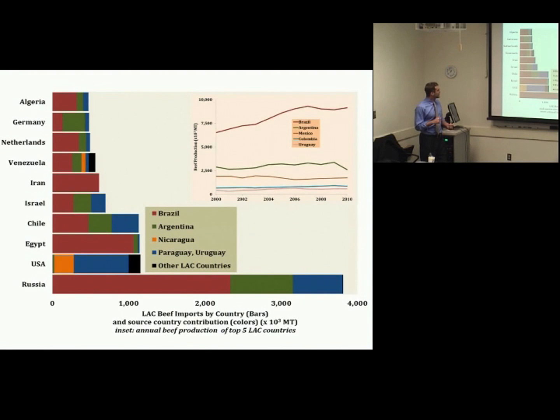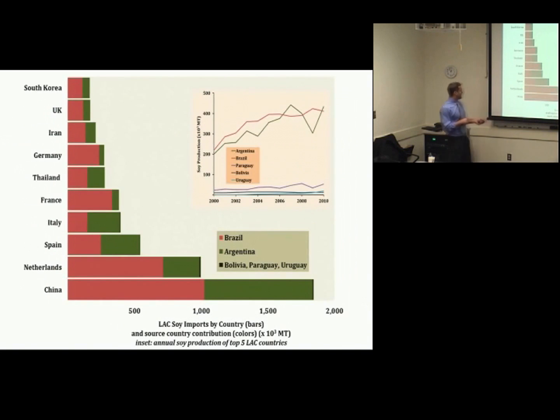So we unpacked this a little bit further, and we asked ourselves, using FAO data, well, where are these exports going? And you can see that the imports of Latin American beef are going to these countries. It's quite diverse. And the beef production is led globally by Brazil, followed by several other Latin American countries. We look at soy imports by country. You can see that Argentina, Brazil, Bolivia, and Paraguay dominate. Look, China really stands out in terms of soy imports.